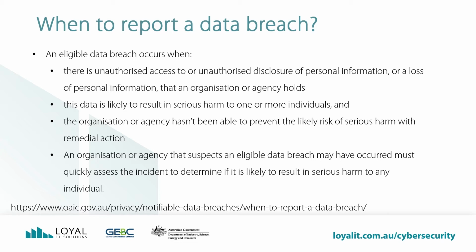A data breach that occurred before 22nd of February 2018 is not an eligible data breach for the purposes of the Notifiable Data Breach Scheme. However, certain data breaches occur over a period of time. While the system may have been compromised before the 22nd of February 2018, data may have been accessed after that date. While the circumstances will need to be assessed, we suggest that an organisation or agency in this situation should assume the data breach is subject to the Notifiable Data Breach Scheme. The link at the bottom of this slide will take you to the government's webpage for more information.